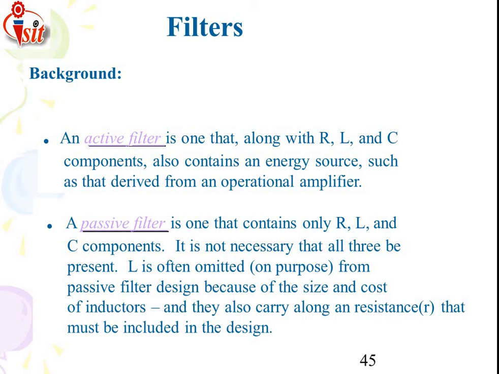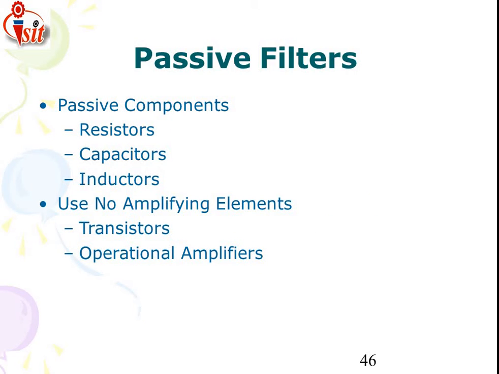Just see. An active filter is one that, along with R, L and C components, also contains an energy source such as that derived from the operational amplifier. A passive filter is one that contains only R, L and C components. It is not necessary that all three be present. L is often omitted on purpose from passive filter design because of the size and the cost of the inductors. They also carry along a resistor R that must be included in the design. Then next is related to passive filters.